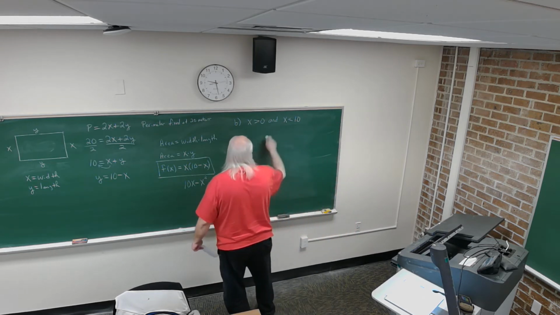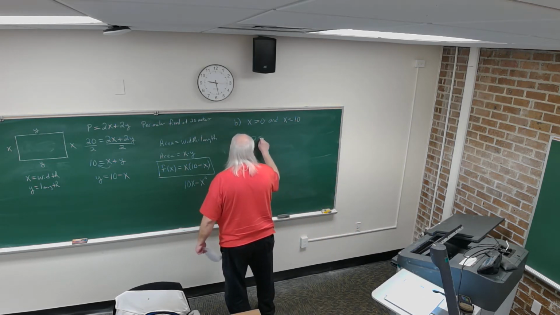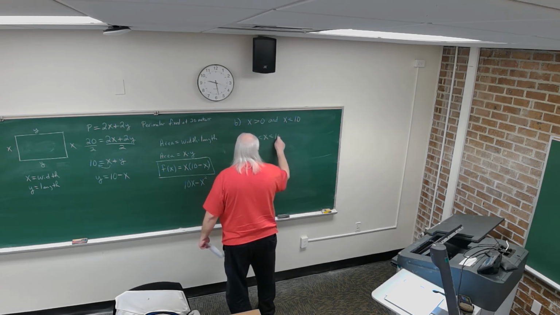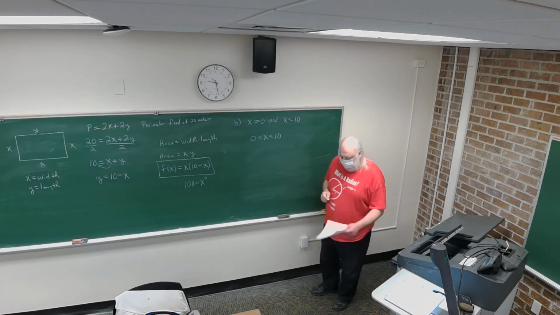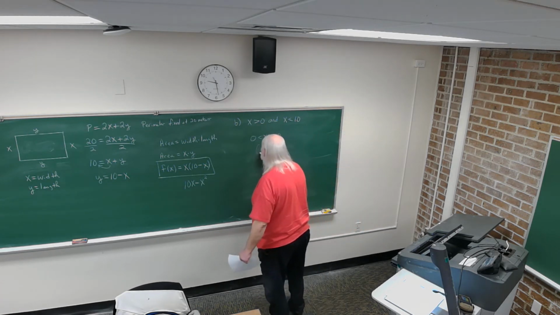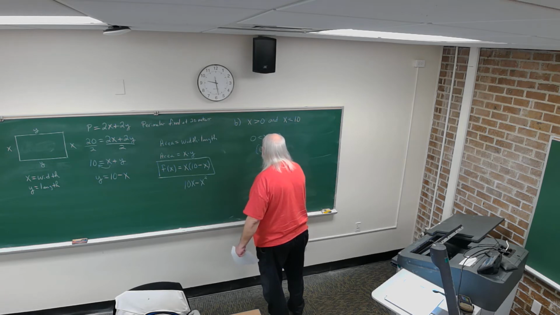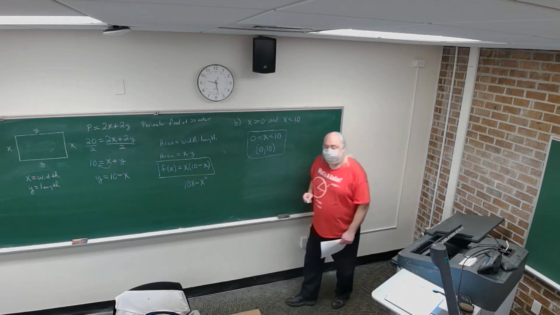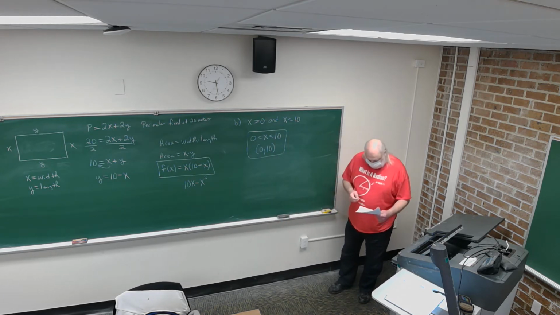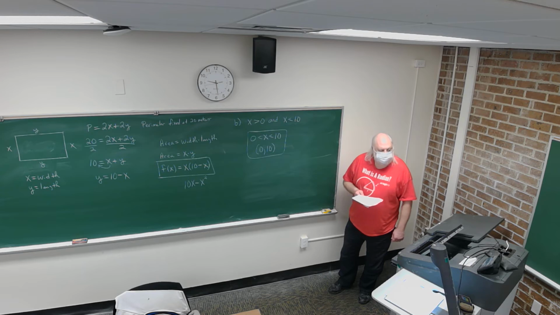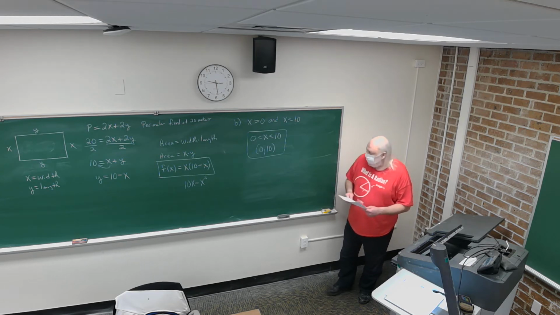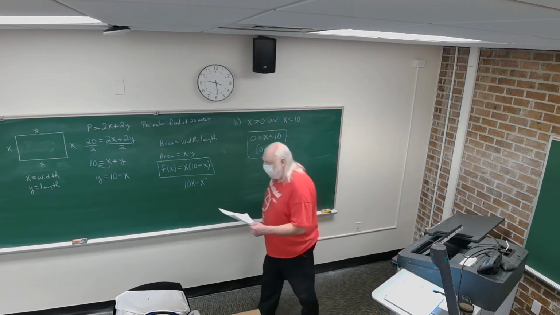So combining these two inequalities, we get the combined inequality that x has to be greater than 0 and less than 10, which in interval notation is parentheses 0, 10, right parentheses. That's the domain. Any questions? Okay. So let's take a look at example number 3.